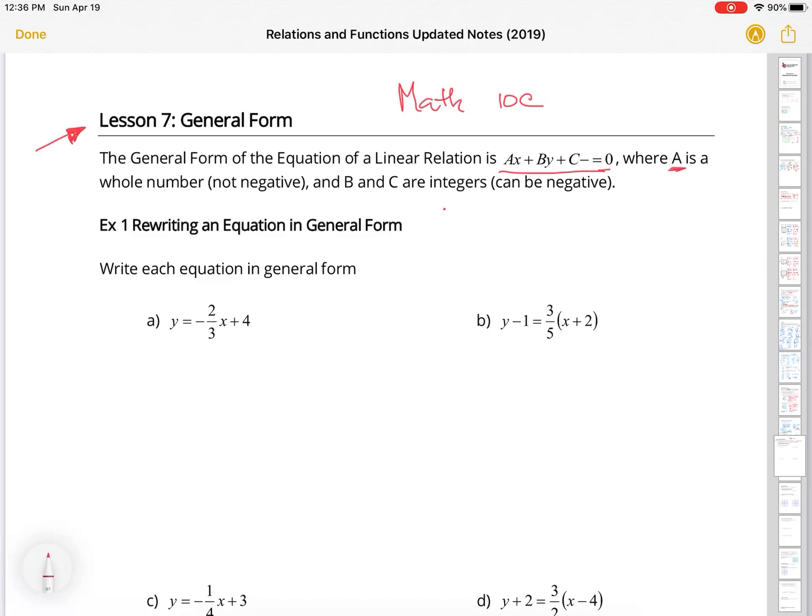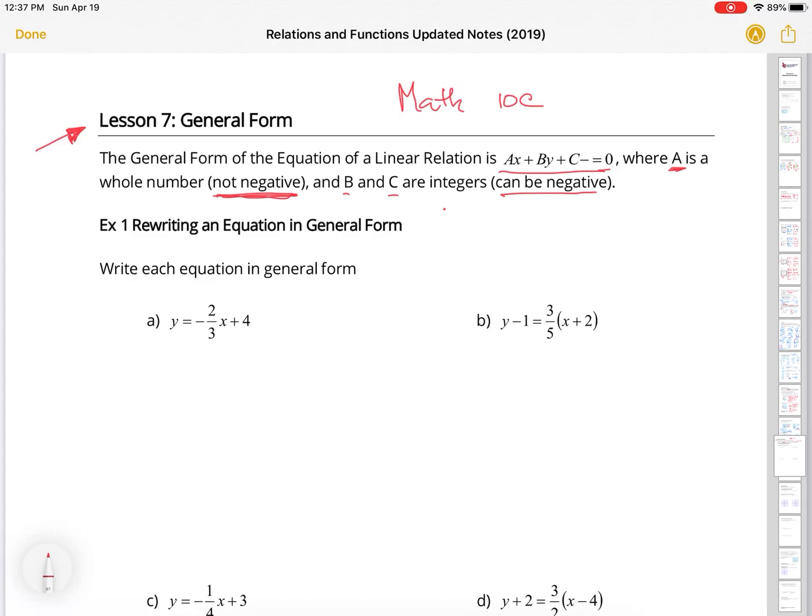Now, the general form of an equation for a linear relation is ax plus by plus c equals 0, where a is a whole number, so you have to have a whole number, and it is not negative, so that makes a difference when you're rearranging these equations. And b and c are integers, and they can be negative, okay? C can also be 0.